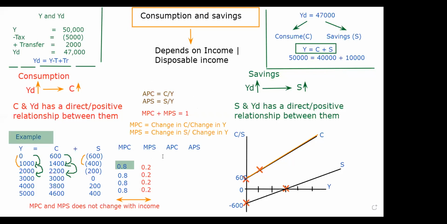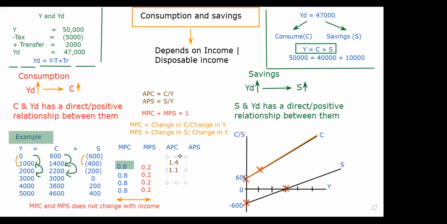So first of all, your income is zero. Okay, that point will be infinity. You can't calculate. Second point, your consumption is 1,400. Your income is 1,000. How much is your APC? C divided by Y, you get 1.4, right? Here, your consumption is 2,200. Income is 2,000. 2,200 divided by 2,000, you get 1.1.